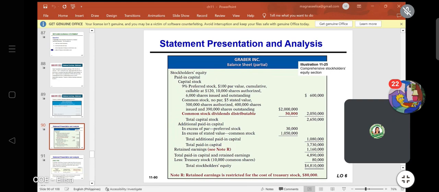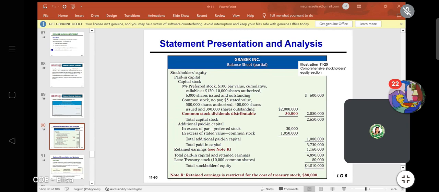For the preferred stock, there's 9%. What does that 9% mean? This is the rate of dividend that the preferred stockholders will receive, 9% of 100 par value. So yearly, the preferred stockholders will receive $9. Then cumulative, so meaning add on, depending on the number of years. And then callable, so meaning to say, anytime, Grabber Incorporation can buy back its preferred stock at 120. The par value is 100, and when they buy it back it will be at 120. Then 10,000 shares authorized, 6,000 shares issued and outstanding.